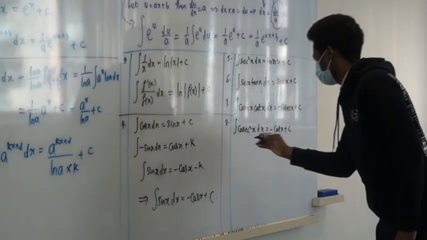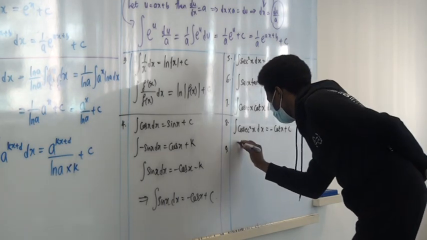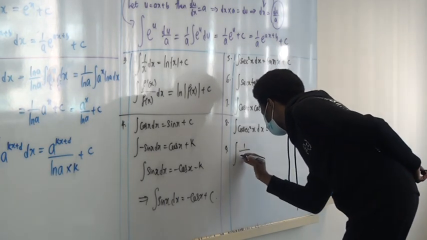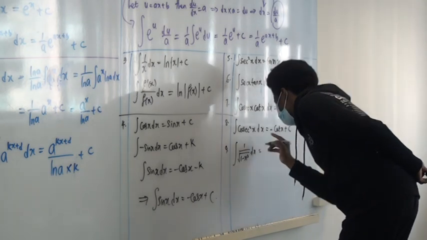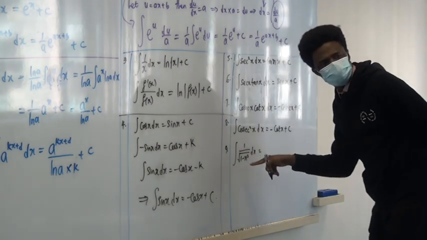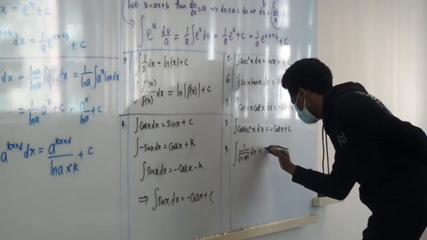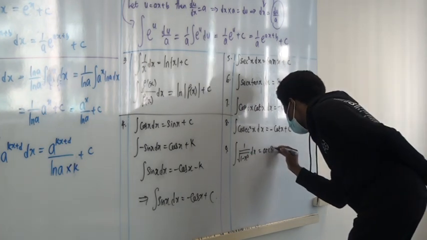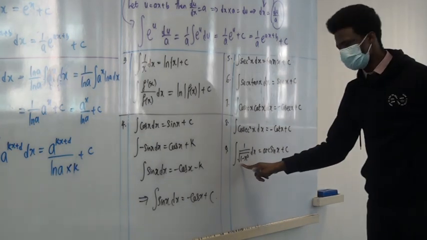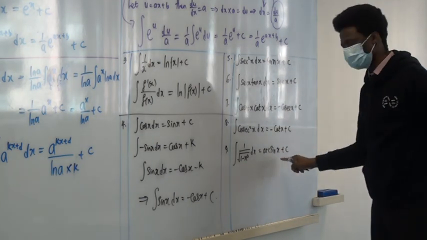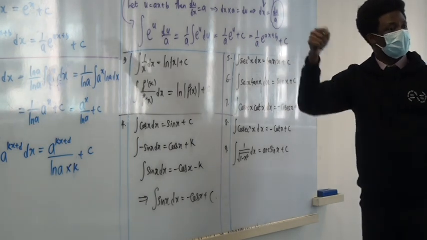Anyway, so number 9, the integral of 1 over square root of 1 minus x squared dx, this is the result of arc sine. Am I making sense? So this will be arc sine of x plus c. Of course, if this has a squared, this is to be x over a. We talked about that in one of the assignments.